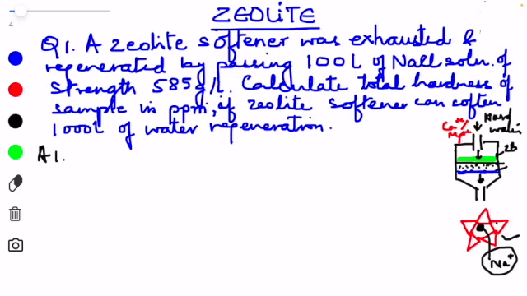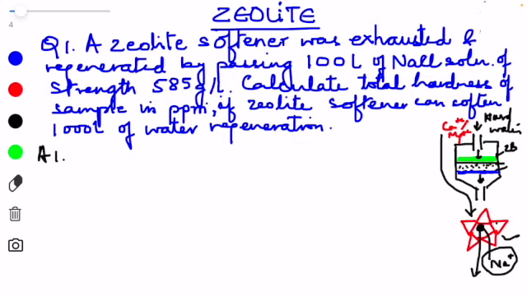So what happens when the hard water with these ions enters the zeolite softener, it comes across the zeolite. The calcium and magnesium ions go and sit in place of the sodium ions, and the sodium ion comes out of the zeolite. As a result, the water is free from calcium and magnesium ions.